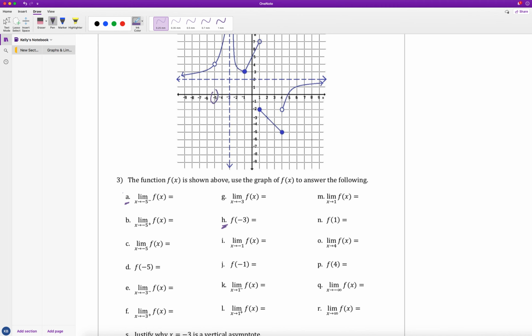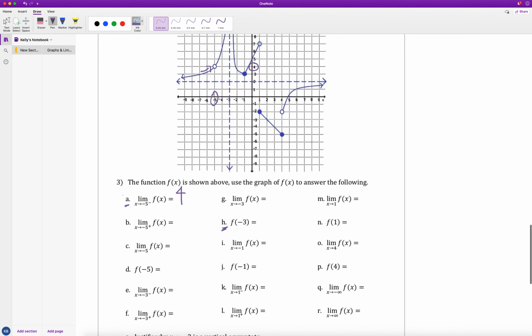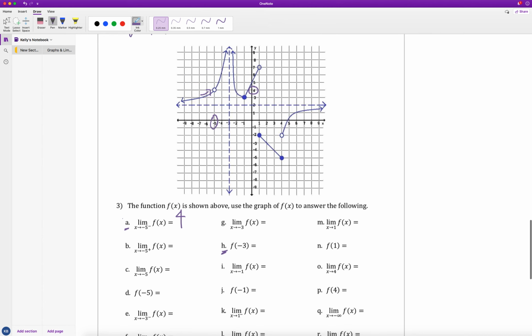So I'm looking at negative 5 on my graph. As I approach from the left-hand side, the y value that's going with that is positive 4. Part B says, what is the limit as x approaches negative 5 from the right-hand side? So if we're at negative 5 and now we're approaching from the right-hand side, let's see, there we go, the whole graph. As we approach from the right-hand side, we happen to also be at positive 4 as well.